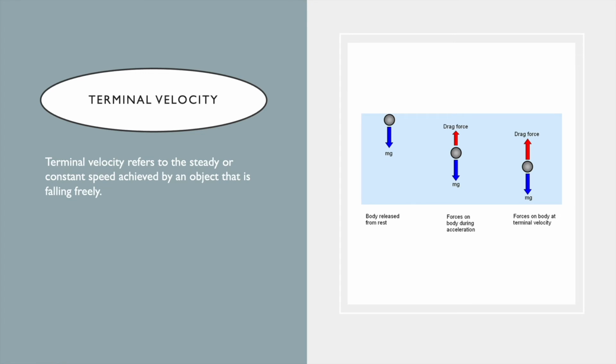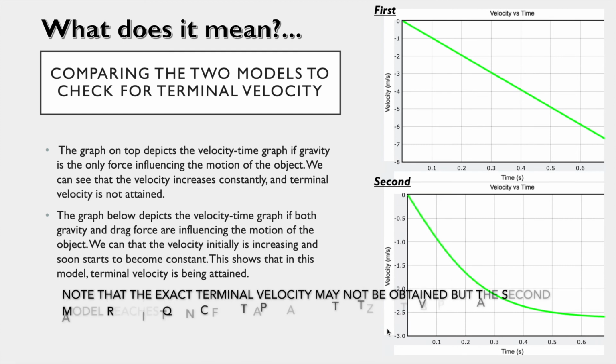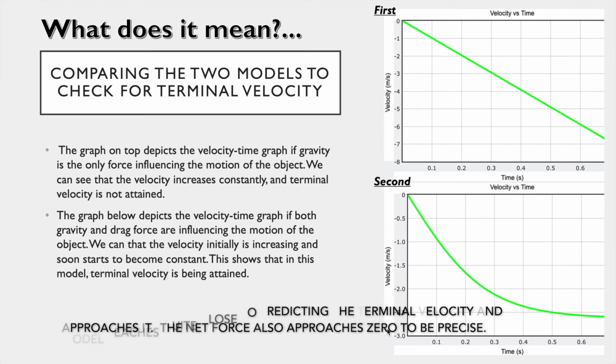Before we answer the final two questions of the lab, it is important to know what terminal velocity is. Terminal velocity refers to the steady or constant speed achieved by an object that is falling freely. To answer the first question, we have to take into consideration the velocity versus time graphs for both our models. In the first model, we can see that the velocity is constantly increasing and terminal velocity is not obtained. In the second model, we can see that the velocity starts to become constant towards the end and terminal velocity is obtained. In this model, drag force and gravity have both been taken into consideration, and this shows that the net force towards the end, when terminal velocity is obtained, becomes 0.